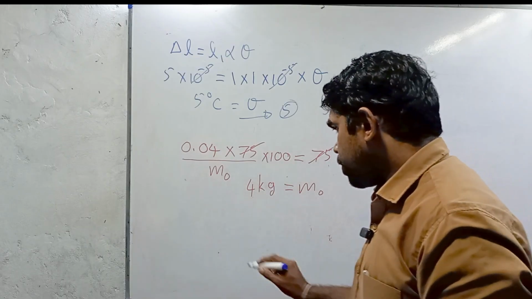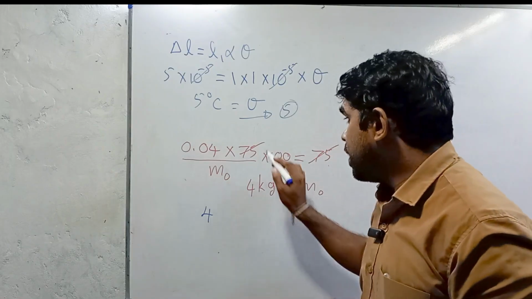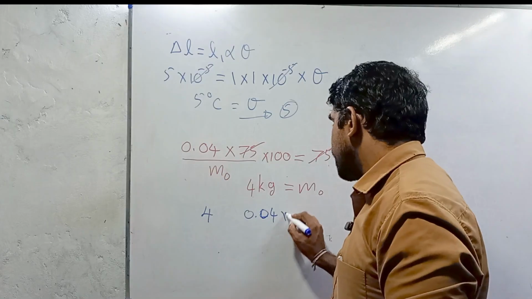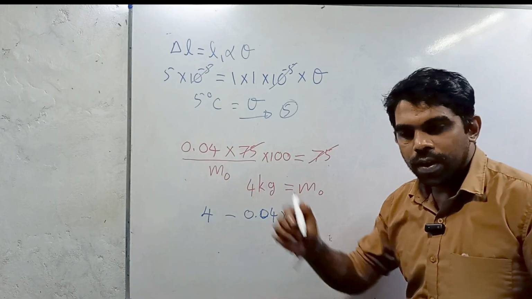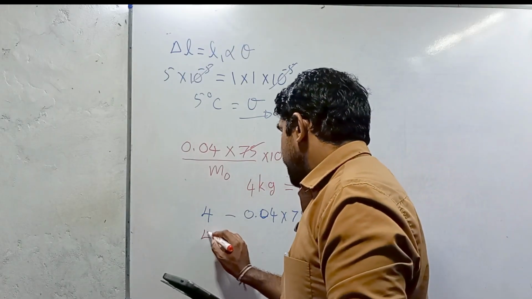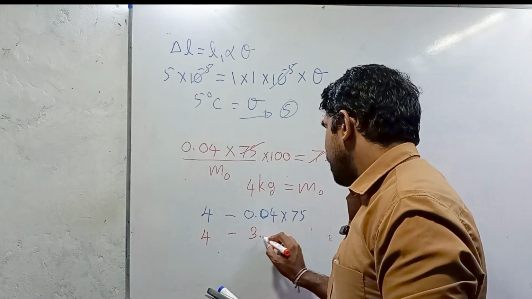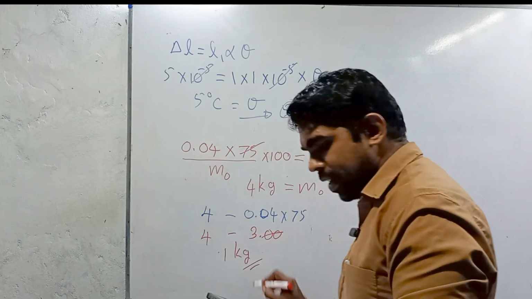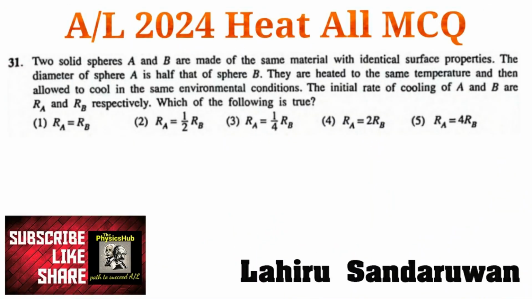Now 4 kilograms is the required mass, and the mass in the room is 0.04 times 75. We have to get the difference to obtain the required additional vapor mass. Then we can simplify it. 4 minus 4 into 75, 300. We have to separate 2 decimal places. 4 minus 3, 1 kilogram of water is required. Then answer is 3. Next question.